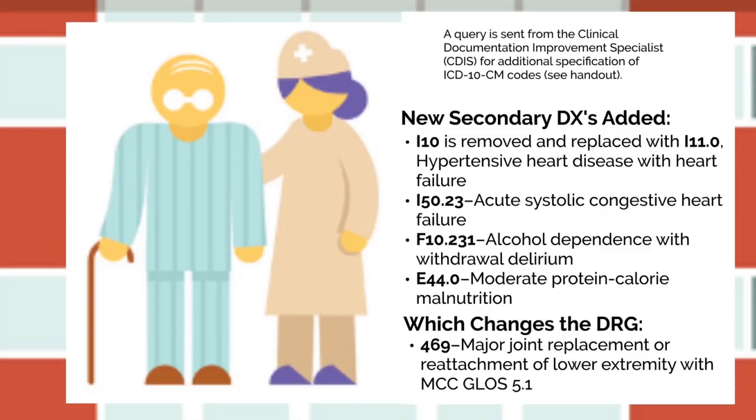Additionally, the CDIS nurse reviewed the nutritional consultant's documentation, which added malnutrition and noted that the dietary supplement was ordered. A query is then sent to the attending physician to determine if he agrees with the diagnosis of malnutrition and to ask him to specify the type and acuity level. So the physician documented moderate protein-calorie malnutrition. The additional diagnosis changes the DRG to 469, which increases the length of stay to 5 days.